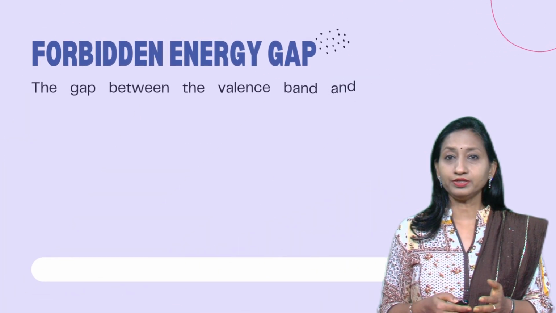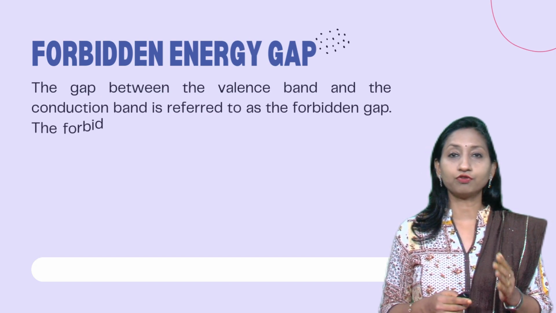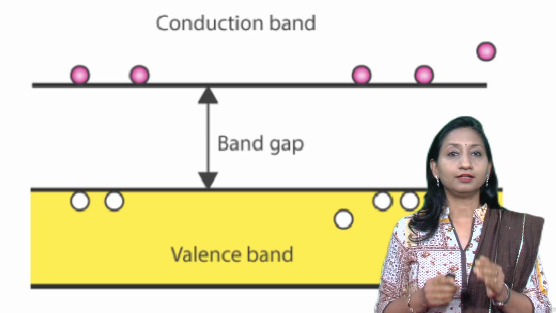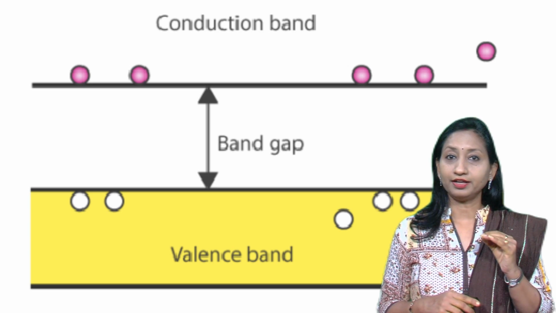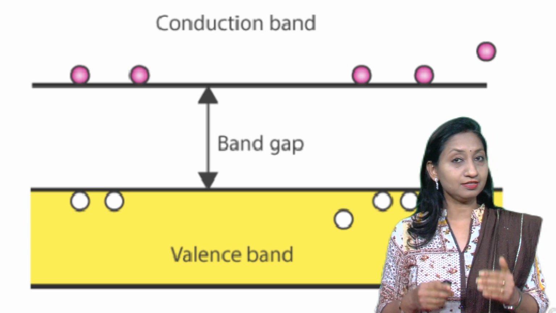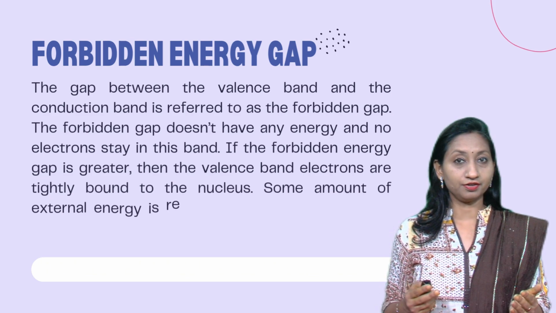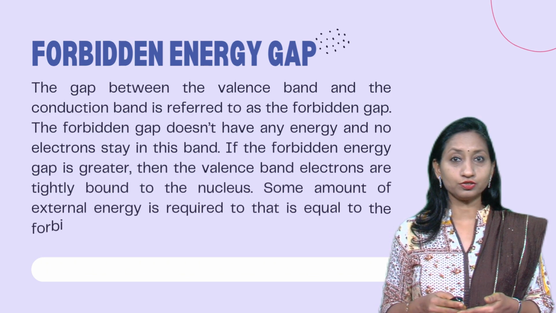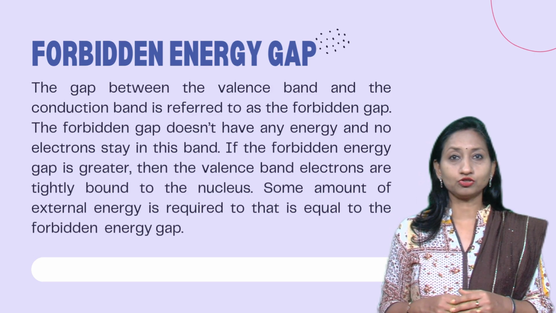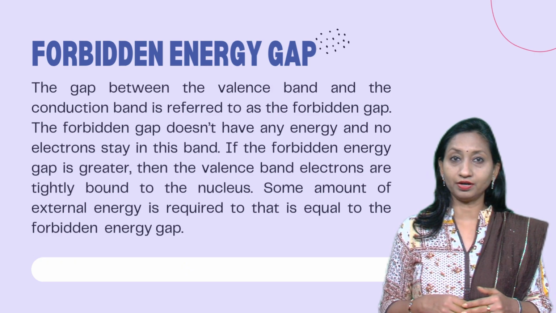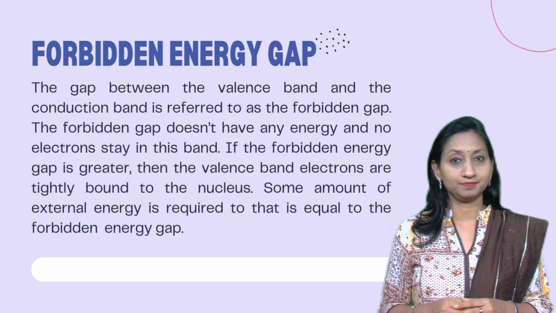So next is the forbidden energy gap. The gap between the valence band and the conduction band is referred to as the forbidden gap. The forbidden gap does not have any energy and no electrons stay in this band. If the forbidden energy gap is greater, then the valence band electrons are tightly bound to the nucleus. Some amount of external energy is required that is equal to the forbidden gap energy.